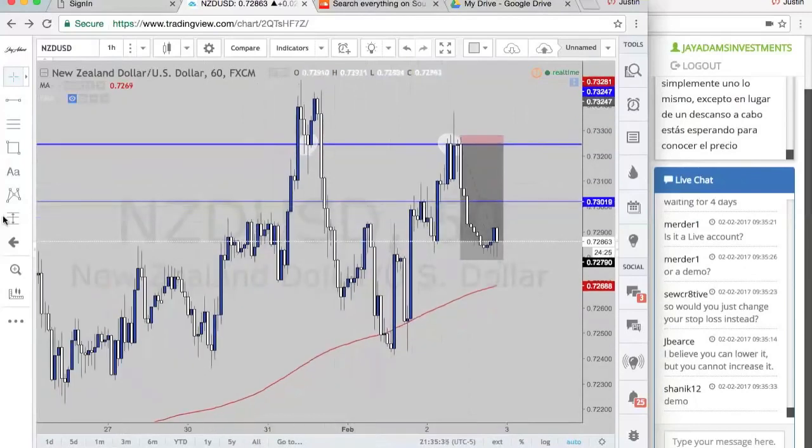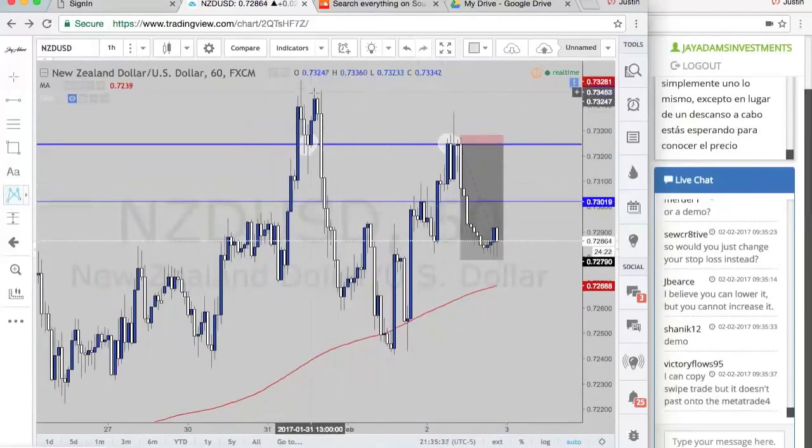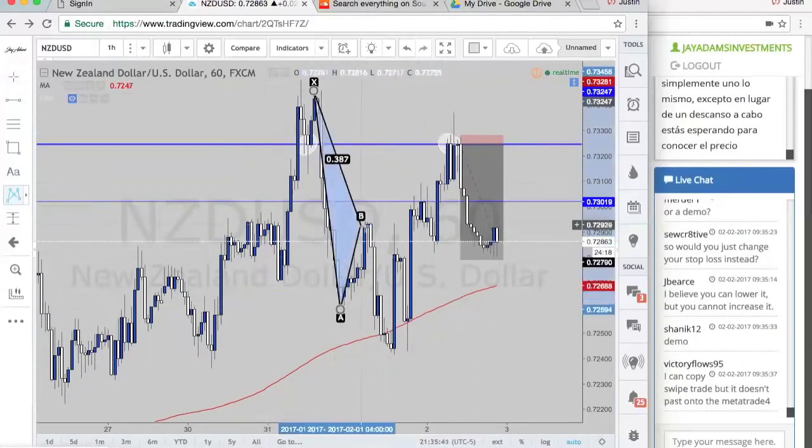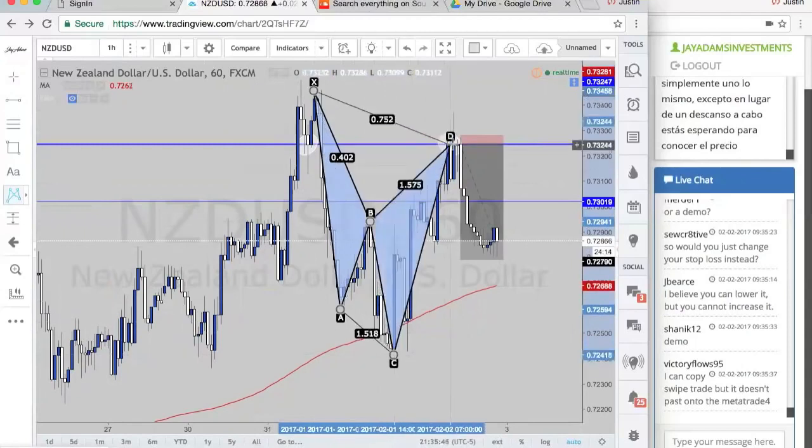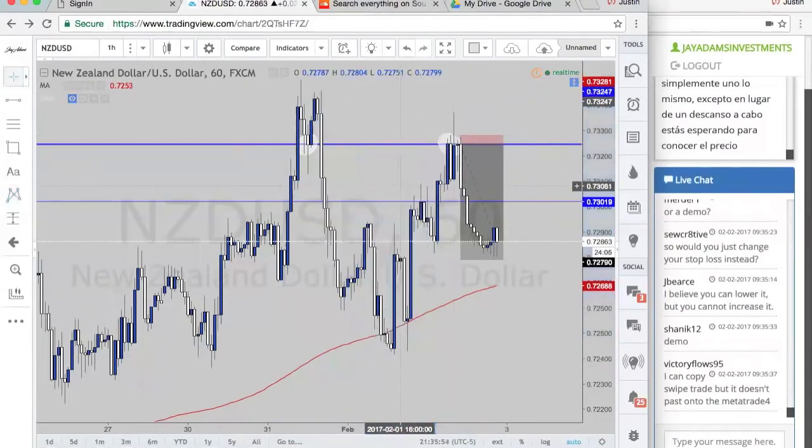Also, there was a harmonic right here. We had a nice Cypher pattern, I think it was, here, down to the 127 around there, and then up into 78.6 around here. So that's why we took the NZD-USD trade. That's what I saw. Risk was 30 pips.